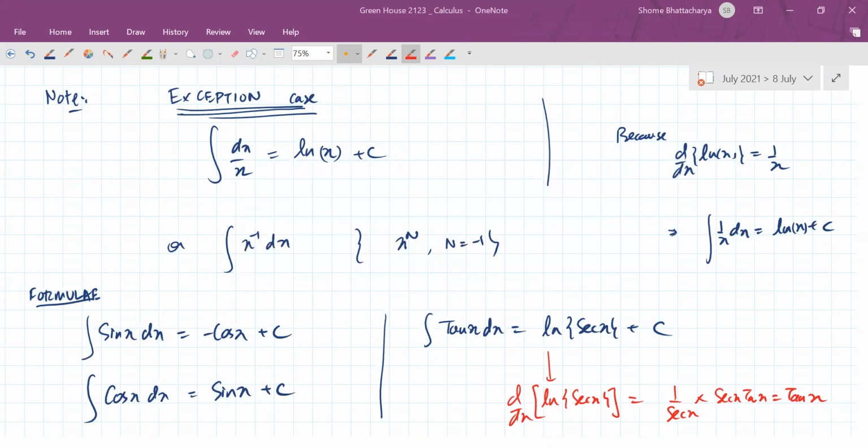Okay. So see, you know that differentiation of log x, ln x, is 1 by x. So integration of 1 by x, just reverse of that, it becomes ln x plus c. So now by that similar kind of logic, you also have for sin x and cos x. Differentiation of sin x is cos x. So integration of cos x becomes sin x.